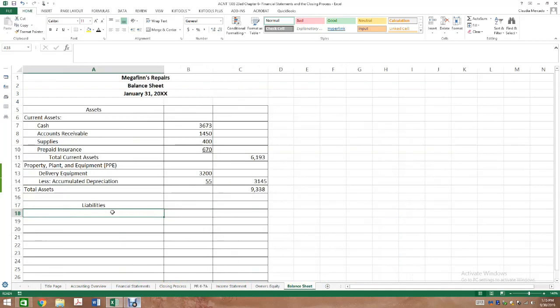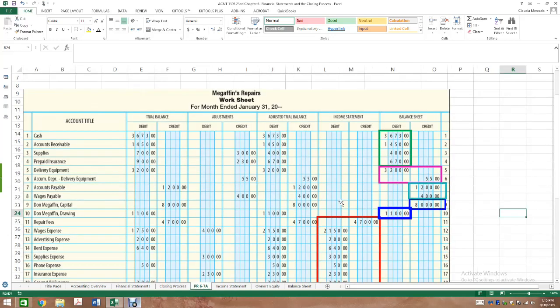Remember, we have to classify between current liabilities and long-term liabilities. In this case, we have wages payable, which is any amount that you owe to your employees. Usually your wages payable are paid out the following month, so that's going to mean it's a current liability. We also have accounts payable.